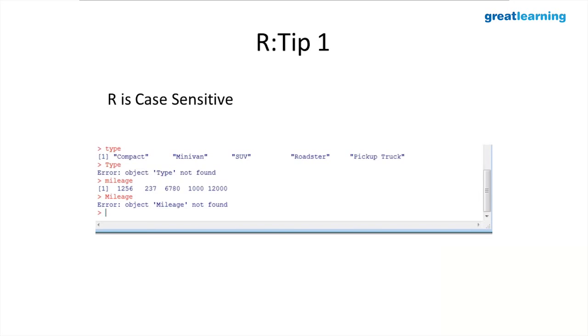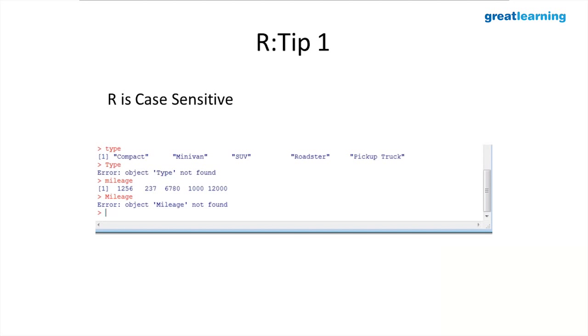So for example, in this case, I've created type with a small t, beginning in lower case. So type identifies the type of the cars which we just defined. Now when I give the same type with a capital T, it throws me an error, object type not found. So this means what? R identifies case sensitive.